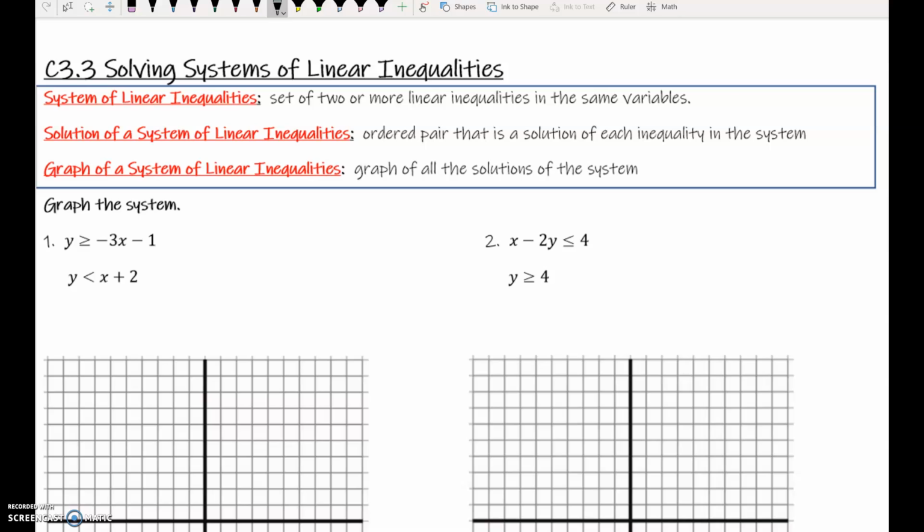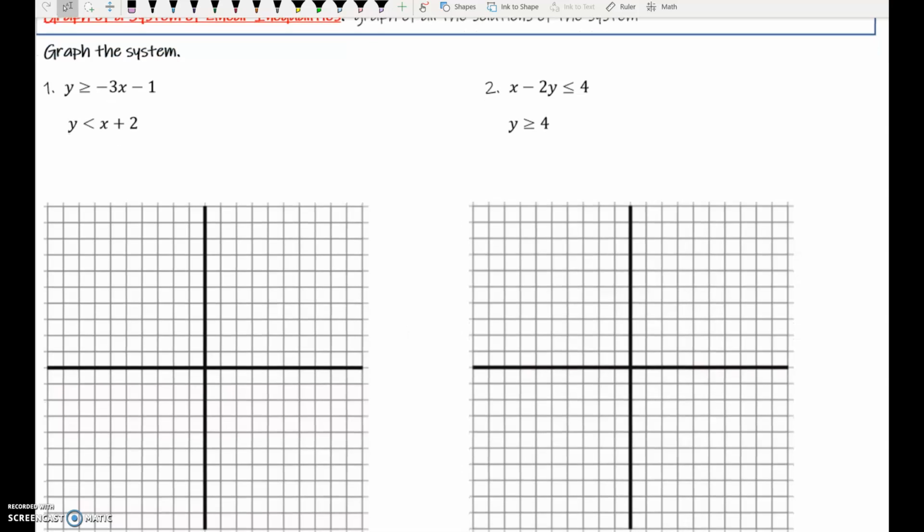Solutions are ordered pairs that work in both inequalities. So if I were to ask you, is the point (0, 0) a solution to the system in number 1? You would have to plug (0, 0) in and see if it made a true statement for both inequalities. If the ordered pair makes a true statement for both inequalities, it is a solution to the system. The actual graph of the inequalities is a way for us to visually see all of the solutions that we have for that system.